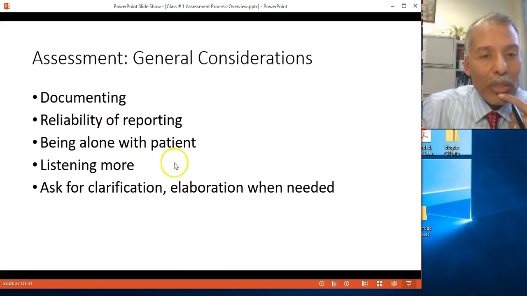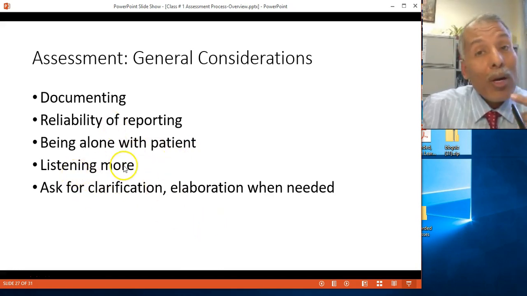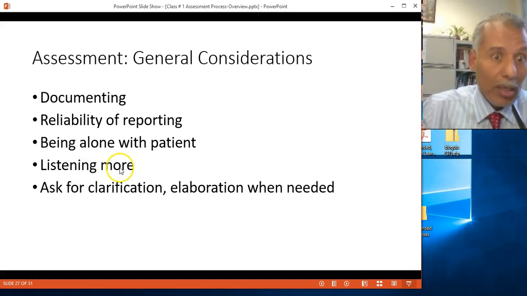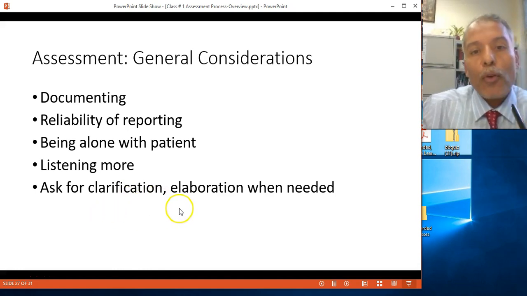Again, don't be alone with the patient. Listen more than talk, because your job is to listen more, asking for clarification, for elaboration when needed.